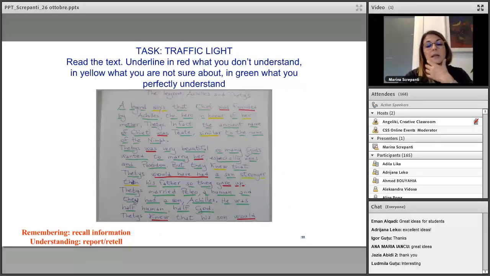Then there is also another task, traffic light, just to learn the topic and learn how to read. You give a test, and then they have to underline in red what they don't understand at all, in yellow what they are not sure about, and in green what they perfectly understand. And then they can socialize with their friends. And if something that I underlined in red is green in my classmate's test, I can ask him, oh, can you explain to me what is the meaning of?